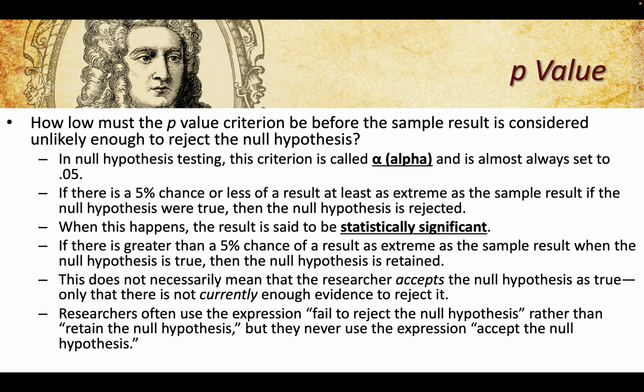If there is a greater than 5% chance of a result as extreme as the sample result when the null hypothesis is true, then the null hypothesis is retained. This does not necessarily mean that the researcher accepts the null hypothesis as true, only that there is not currently enough evidence to reject it. Researchers often use the expression fail to reject the null hypothesis rather than retain the null hypothesis, but they never use the expression accept the null hypothesis.